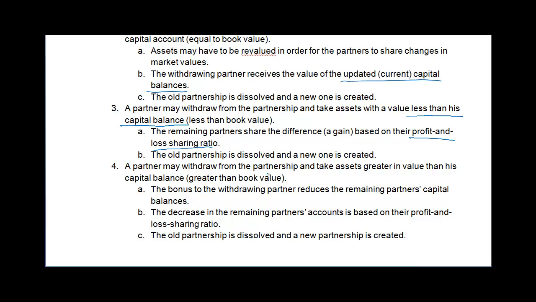And the partner can withdraw and take more assets than his or her capital balance, in which case the deficit gets shared out among the remaining partners, again in accordance with their profit and loss sharing ratio. Now, we're not going to get into the nitty-gritty of doing the journal entries for a partner coming in or withdrawing. We just want you to be aware that there's a little bit of accounting associated with this, and it can be a little bit tricky, but the key is to follow the partnership agreement.